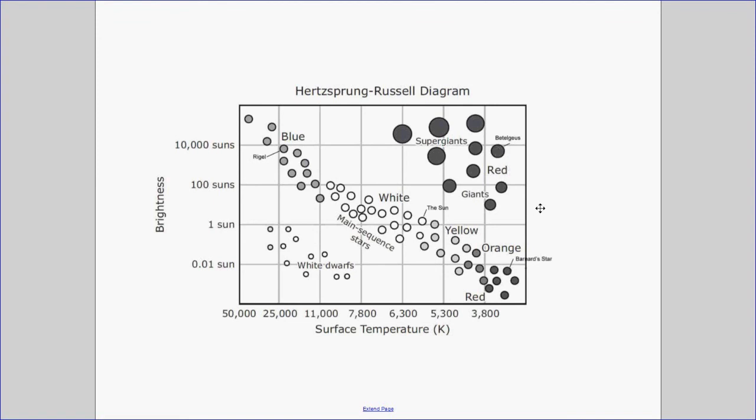Now, if I were to ask you which of these four stars are cooler than our sun, well, you would look at the temperature down here. Remember, it gets cooler as you go to the right. So you find our sun, and the stars to the right of that are Barnard's star and Betelgeuse. They are cooler than our sun.